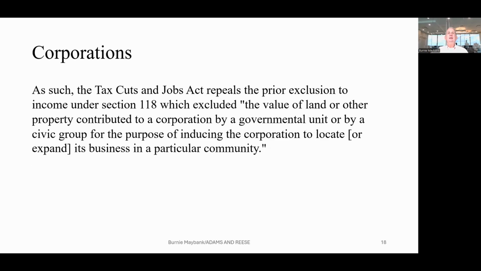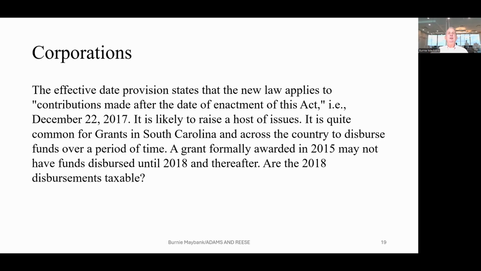So the Tax Cuts and Jobs Act repealed the prior exclusion, which excluded the value of land or property contributed to a corporation by a governmental unit for the purpose of inducing the corporation to locate or expand its business in a particular community. So the bill repealed that particular provision. So it applies to contributions made after the enactment of the Act, i.e. December 22nd, 2017. And that alone, the effective date, is going to raise a lot of issues.